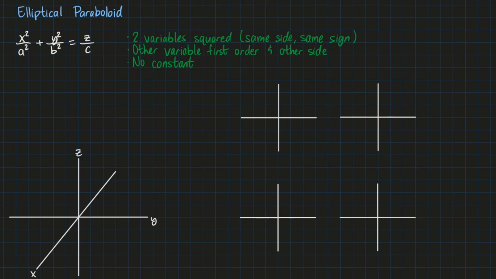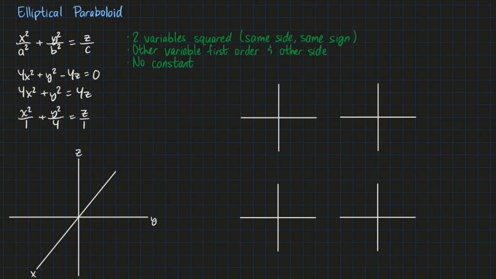Let's say we have this equation, 4x squared plus y squared minus 4z equals 0. To get it in the form as above, we can move the z term to the other side since it's the first order term. And then we could divide everything by 4.